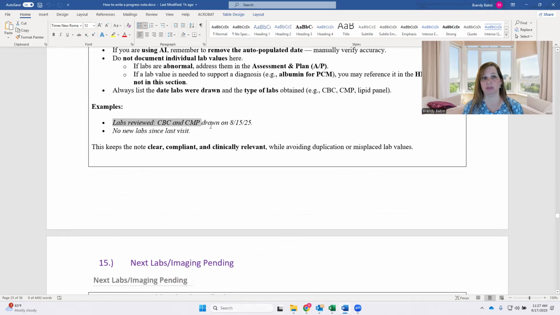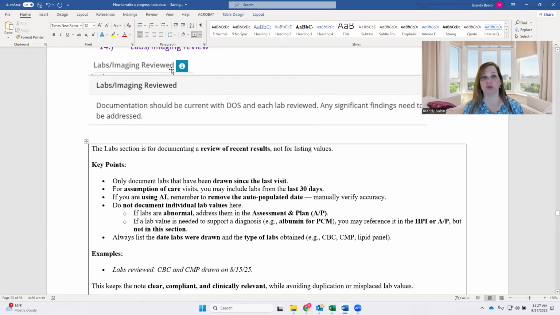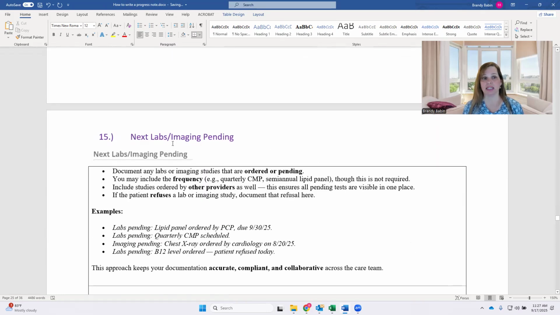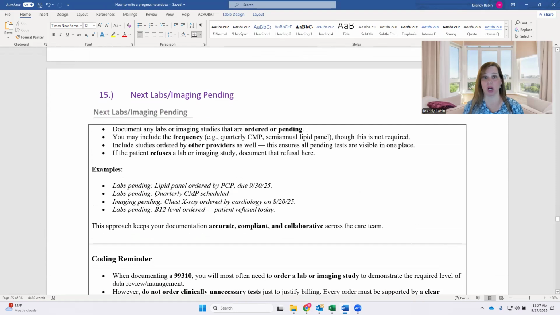So labs reviewed CBC and CMP drawn on 8/15/2025. You would not write no new labs since last visit. Rationale behind that, it's not required. So this section will not even populate in your note if you are not reviewing labs. Same thing with next labs pending, if it's not required. So if you don't have any labs pending, then you don't put anything in here. But if there are labs pending, whether you ordered them or not, put them in there.